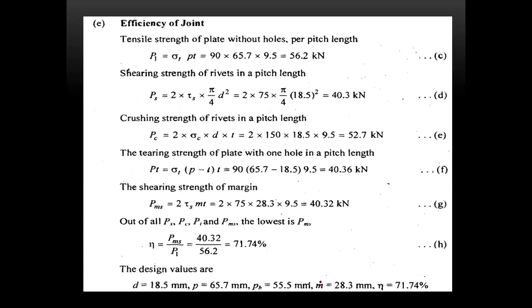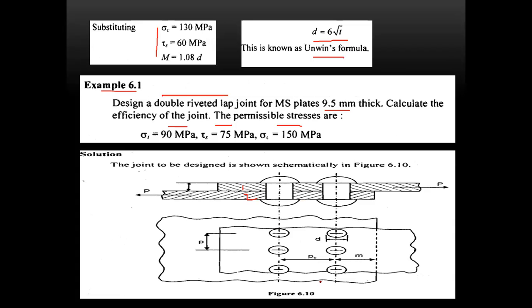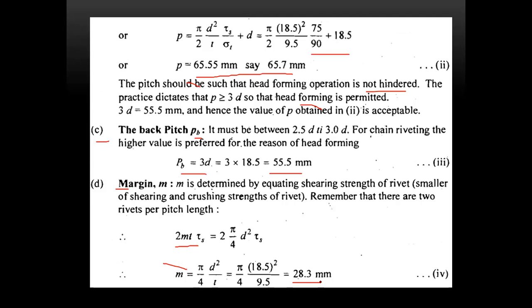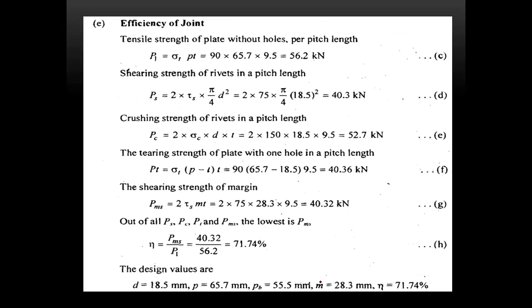Next one is efficiency. Generally in this third unit, if you are asked to design a riveted butt joint or a welded joint, you have to find the diameter of the rivet hole, pitch of the joint, back pitch, margin, and efficiency of the joint, right? So coming to the efficiency of the joint, the tensile strength of the plate per pitch P1 is equal to sigma T into PT. That is 90 into 65.7.